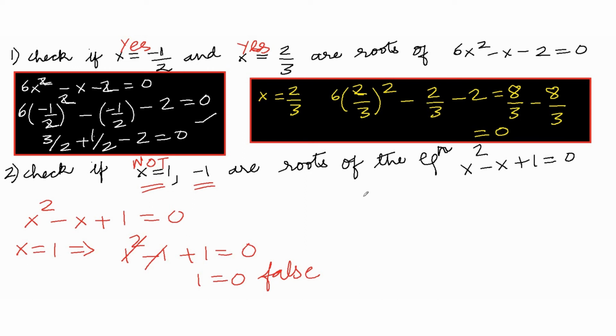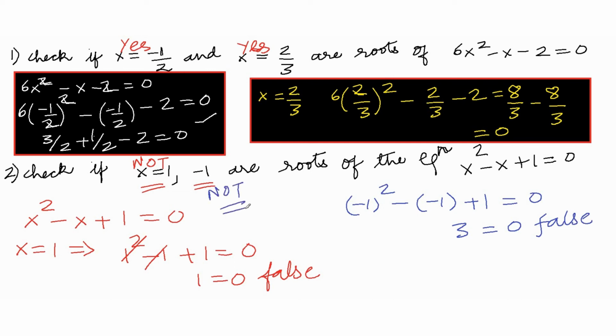Let us now try this with x equals minus 1. So minus 1 the whole square minus of minus 1 plus 1 is equal to 0. That's 1 plus 1 plus 1. That's 3 equal to 0, which is again false. And that means x equals minus 1 is also not a root of the given quadratic equation. So to check whether it's a root of the given quadratic equation or not, it's quite simple. You just have to substitute the values of the variable and check whether the equation is being satisfied or not.